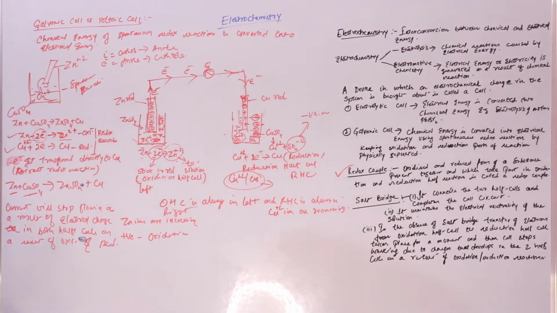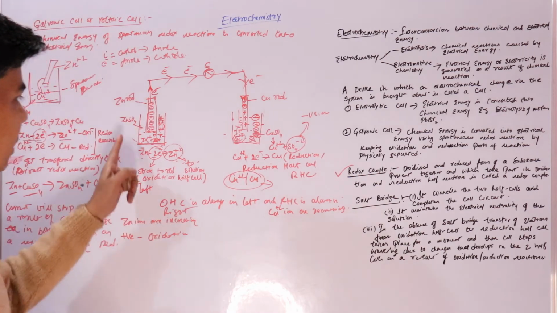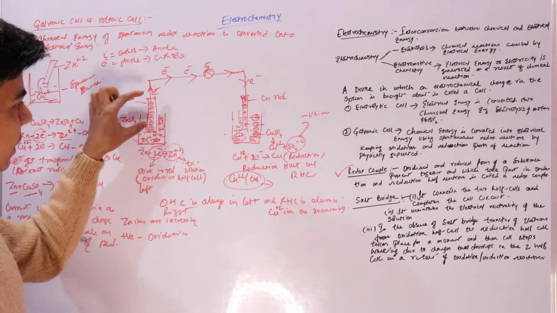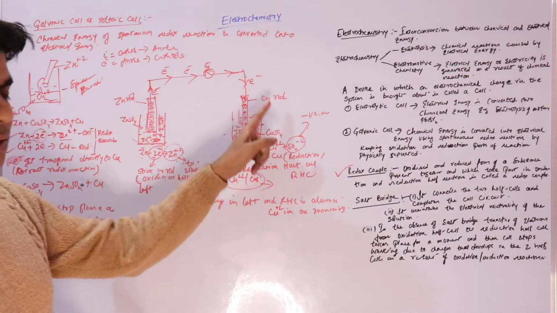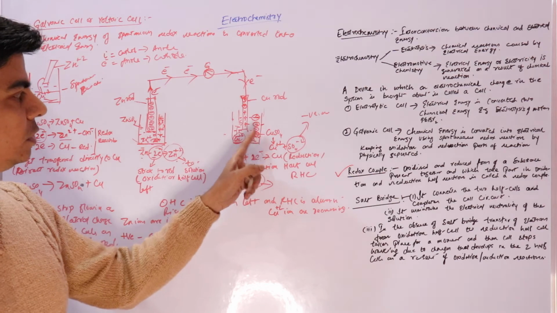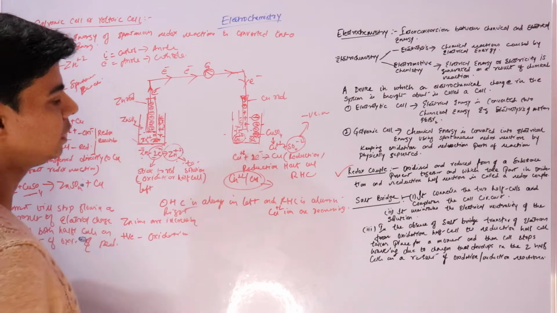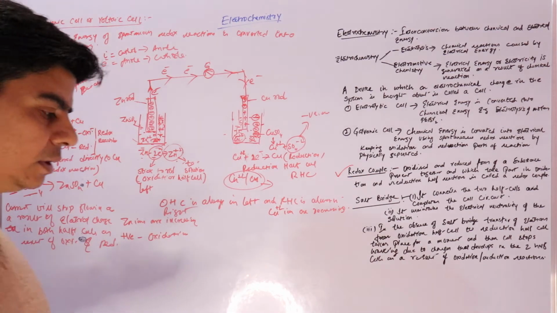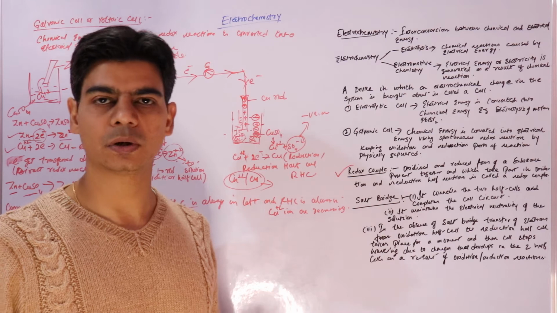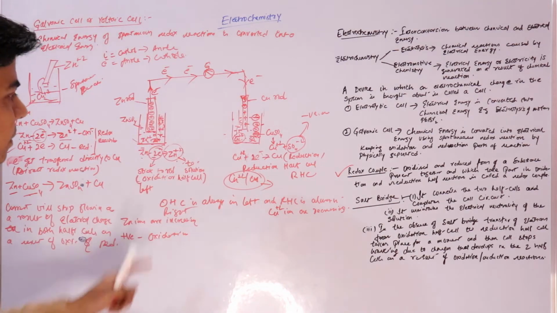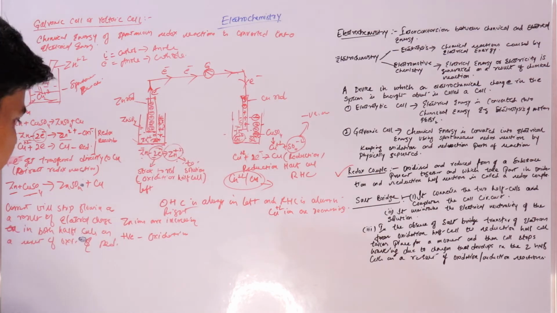So current will stop flowing as a result of electrical charges in both these half cells, right? Here, as a result of oxidation, positive charge got developed in the solution and negative charge on the rod. Here, as a result of reduction, negative charge on the solution and positive charge on the rod. So charges got developed, electron movement was stopped. As a result, current will stop flowing. And this happened due to the charges that got developed in both the half cells.